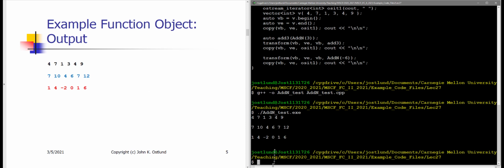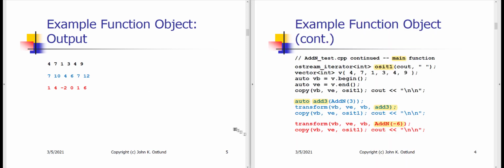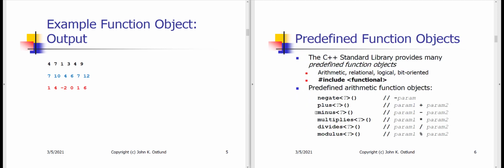All right, so that's creating your own classes that provide function objects. In the library, there are a ton of predefined function objects. To use these, you have to include the functional header, and there are arithmetic functionals, relational functionals, logical, and also some bit-oriented functionals that we won't bother with.